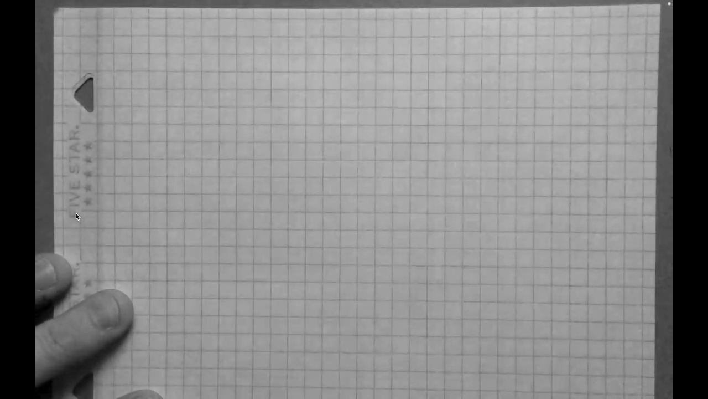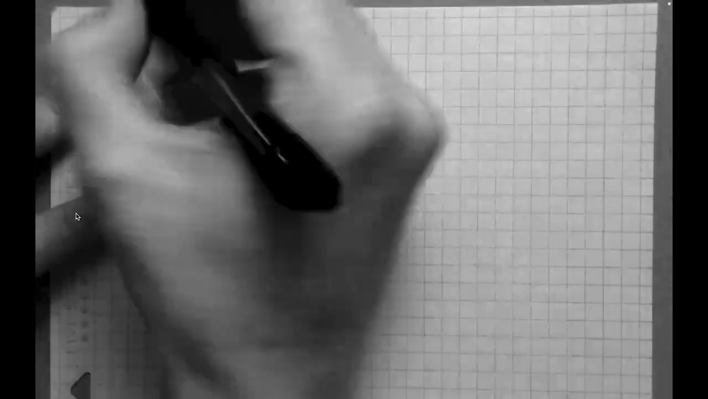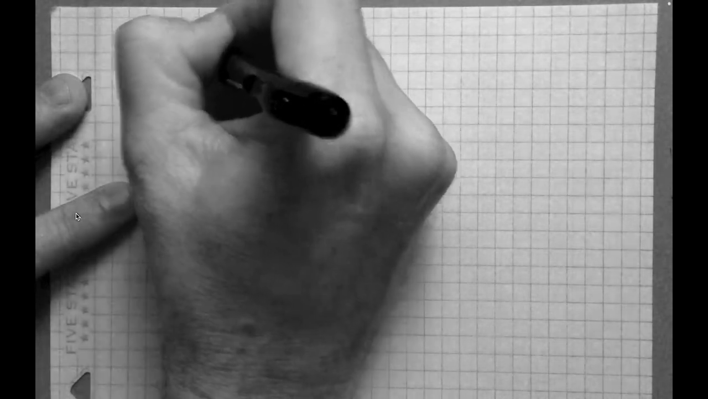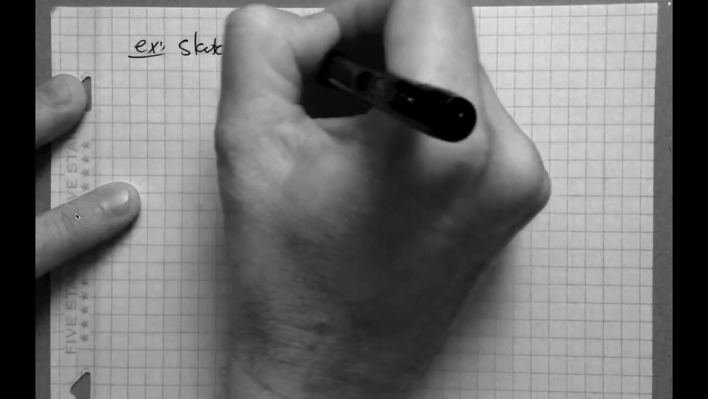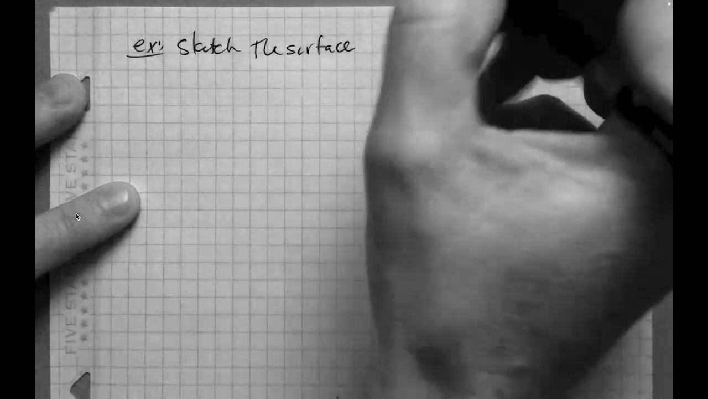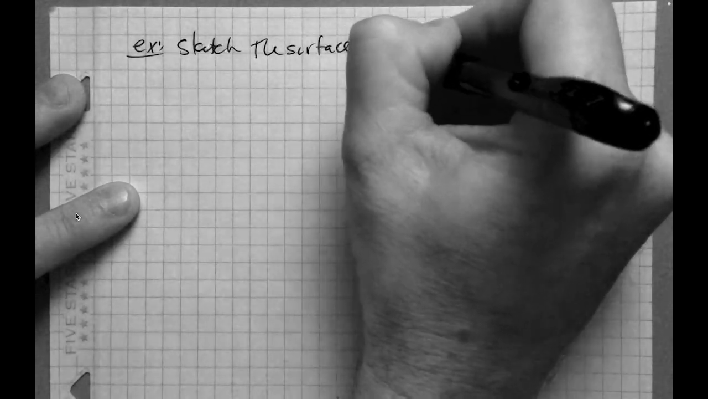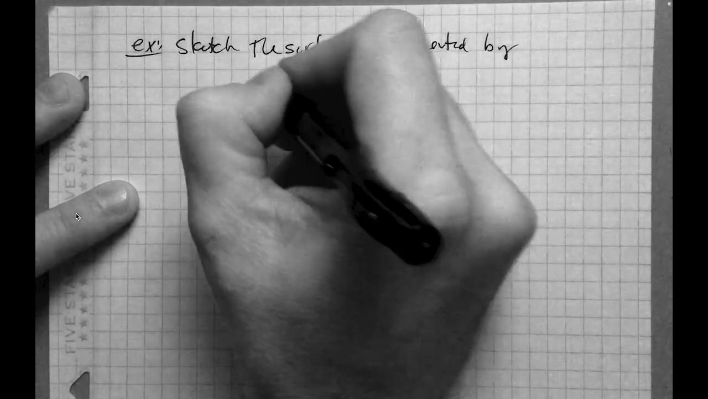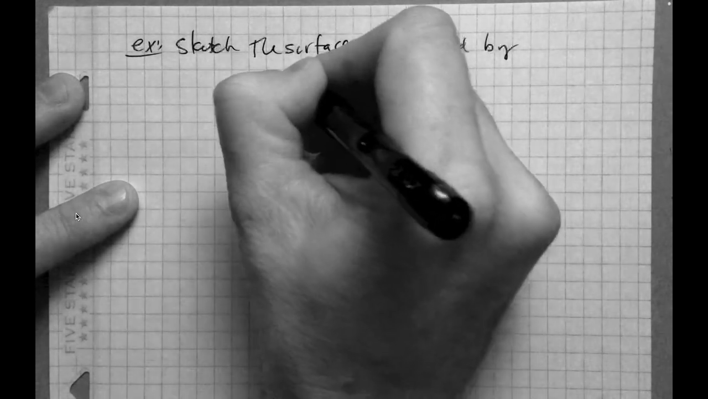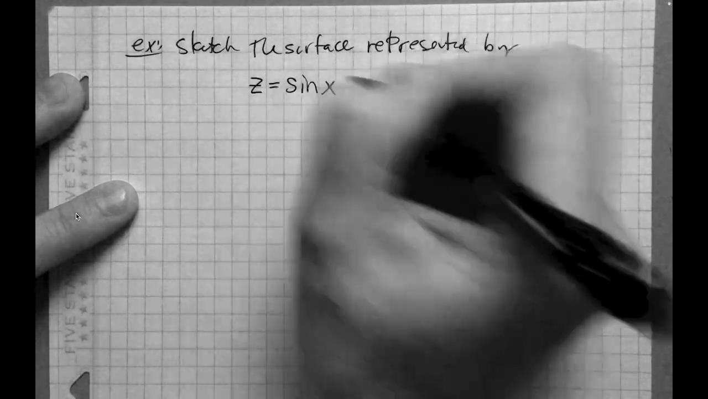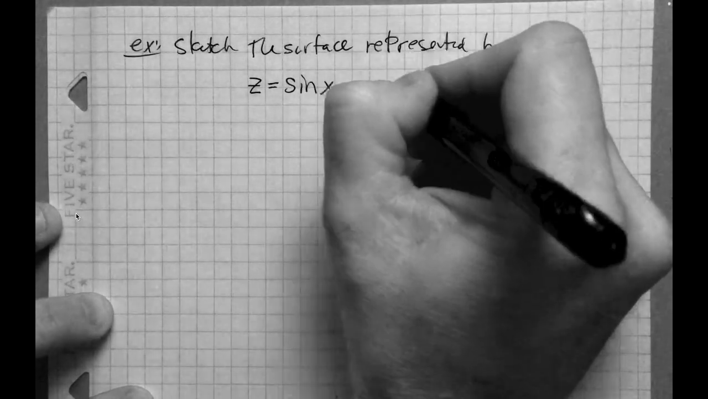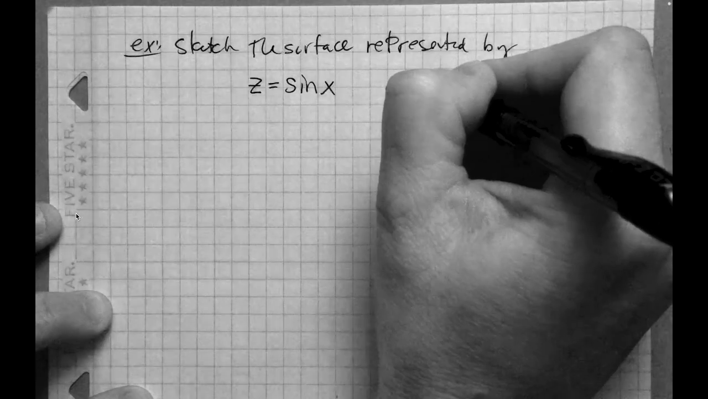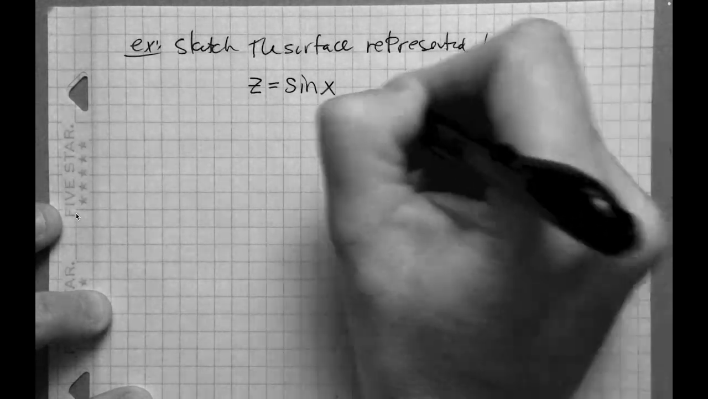Very good. Let's do another example. Kind of like that one, but let's sketch the surface represented by, in this case, z equals sine of x. Okay, and we'll just say 0 less than or equal to x less than or equal to 2 pi.